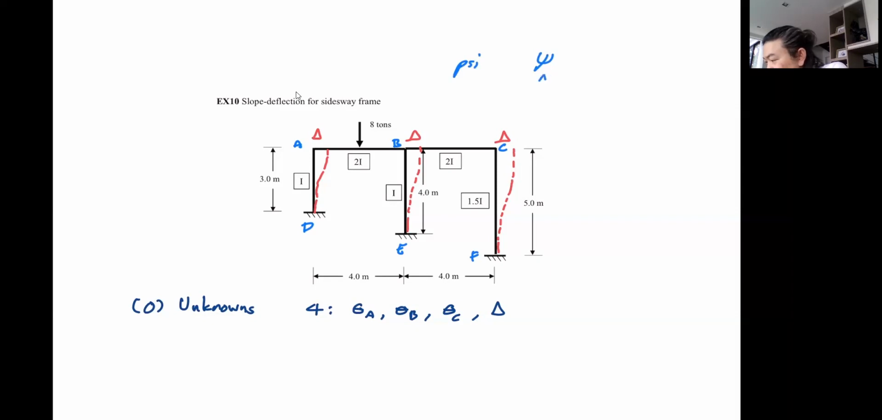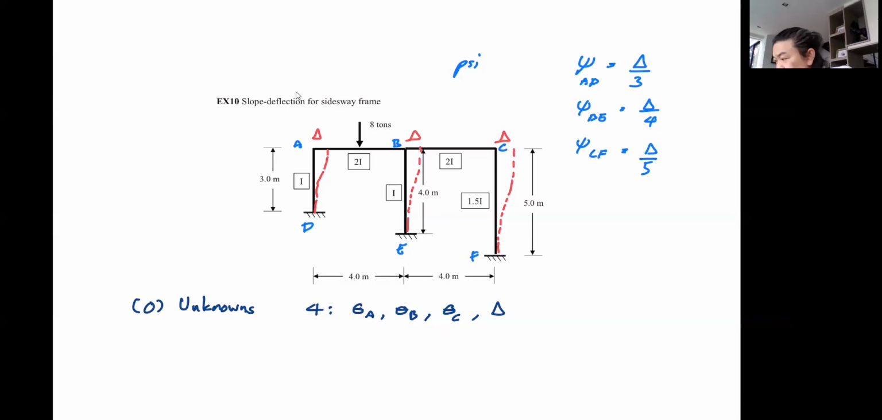So psi AD, now it is going to be equal to delta over the length of the member, which is 3, okay? And psi of BE, that's going to be delta over 4. And the last one, let's move them a little bit so they align nicely. Okay. And then the last one, psi CF, that would be delta over 5. So you have 3 psis, but the fact that you can write this psi in terms of delta, it makes your unknown down to 1.